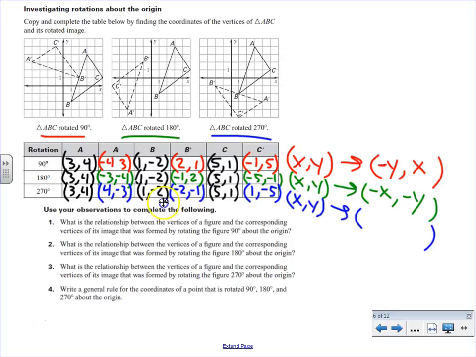In 270 rotation, 3, 4 becomes 4, negative 3. 1, negative 2 becomes negative 2, negative 1. 5, 1 becomes 1, negative 5. It appears that the values are flip-flopping. And it looks like we have a negative here. So 3 became negative 3. So it looks like our x is becoming opposite of x now in the place of the y, where the y coordinate should be.